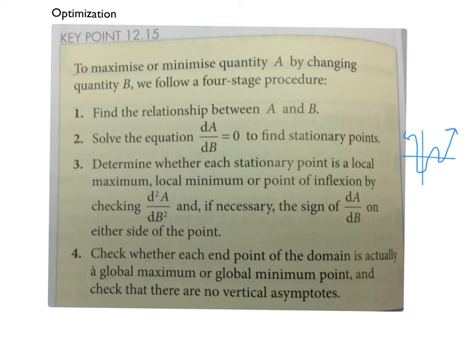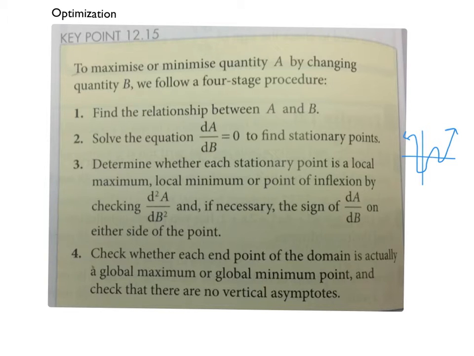Okay, and so you can check that, you can classify that. We learned in our previous units that we can classify that either using our second derivative concavity test or using a sign test with the first derivative. And then the last thing we have to check is our endpoints, because a global max or a global min is not always going to be one of our local maxes or local mins. It could just very well be the endpoint of a graph.